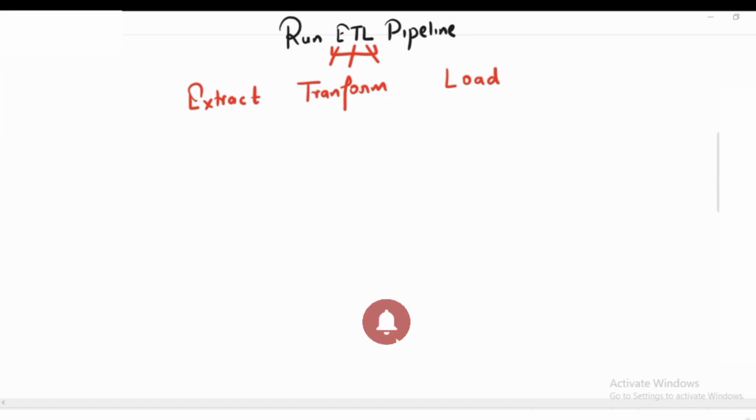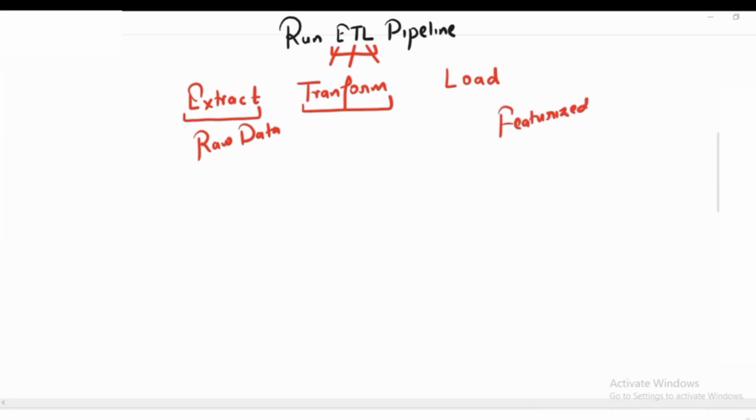By the way, ETL is a pipeline from raw data, because the moment you extract data, it will return raw data. The moment you do a data transformation, you are converting this raw data into something known as featureized data. So at the end of the day, it is a pipeline from raw data, through transformation, to featureized data. This is in a nutshell what the ETL keyword is all about.